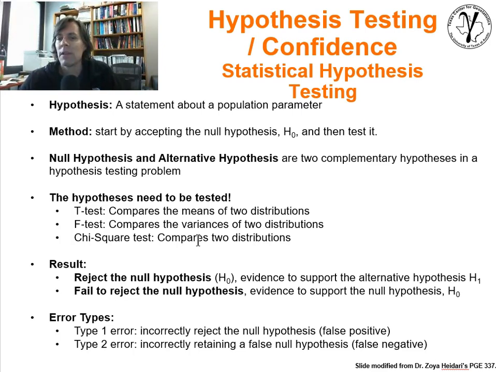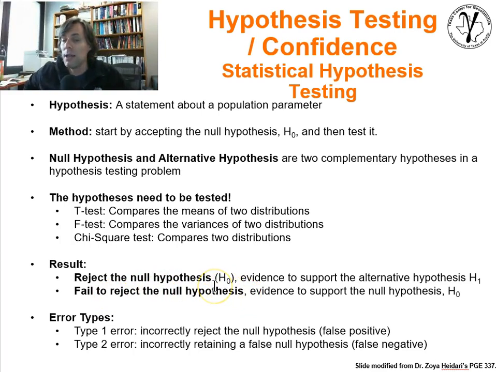You'll use the F-test to compare the variances of two distributions. You use the chi-square test to compare two distributions, the entire distribution, a discrete representation of the shape, and I'll show you how to do that. The result is you either reject the null hypothesis or you fail to reject the null hypothesis.